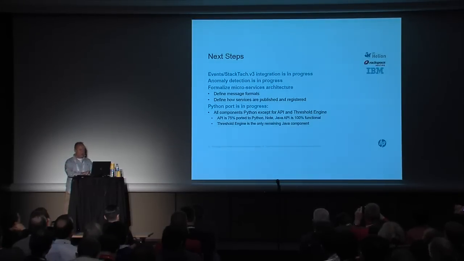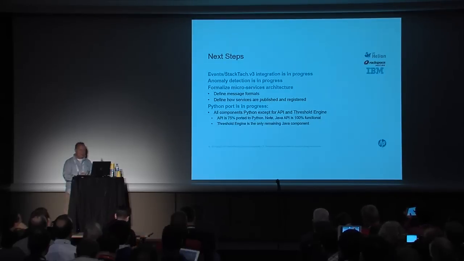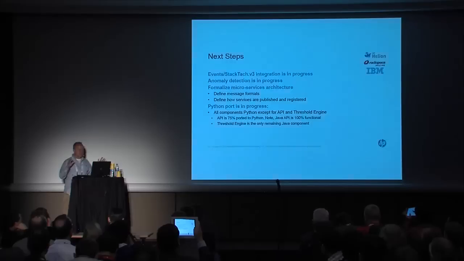Events is in progress. Anomaly detection is in progress. We're formalizing that microservices architecture. That means defining the message formats. There's not too many messages in the system. There's metrics, there's events, there's domain events, things like, hey, an alarm is created.